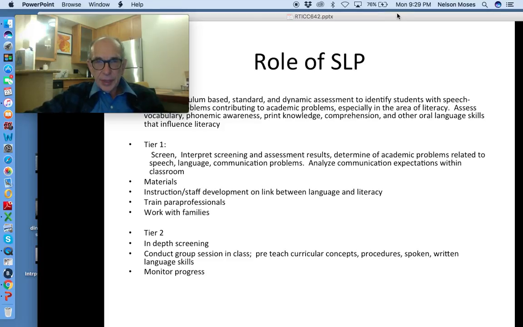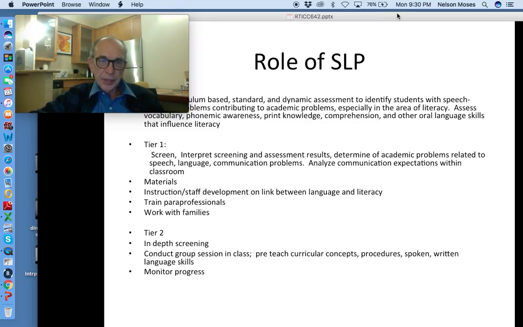So here the role of the SLP in Tier 1 is to screen, interpret screening, and assessment results, determine if there are any academic problems related to speech, language, and communication, analyze communication expectations within the classroom, and help the instructional staff address speech language issues so that the child can remain in the classroom, learn with the entire classroom, not require individualized work or small group work, and perhaps help the teacher modify, or the paraprofessional modify their behavior, their interactions, their lessons, so that they're accessible to all children.